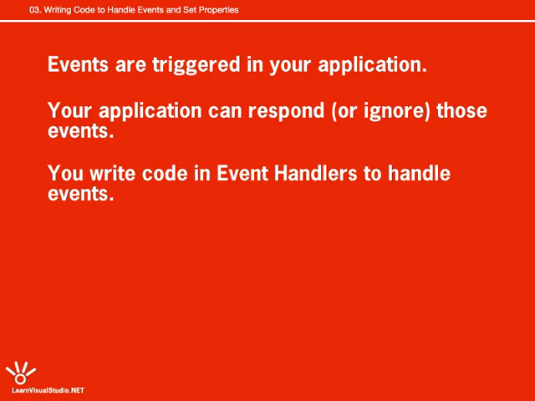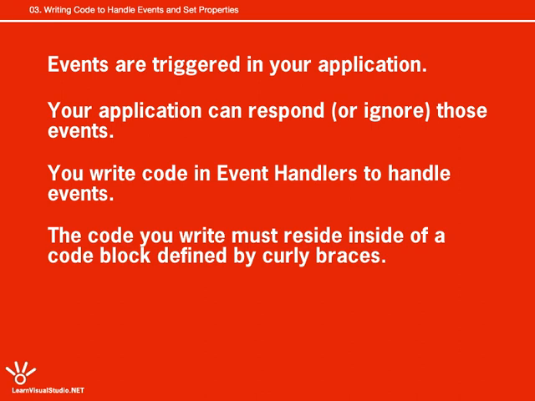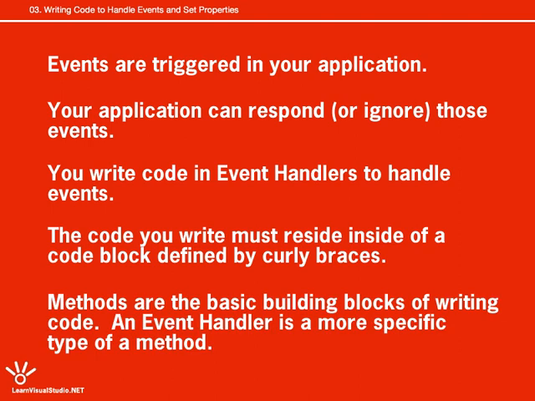A code block is defined by curly braces, and each code block is given a distinct name. In this case, the name is button1 underscore. Now before we move on, I want to introduce a new term. We've called this block of code an event handler, but an event handler is a type of a more general structure called a method. And we'll be writing and calling, or rather triggering, our own methods in Lesson 6. 95% of the code that we write will appear inside of a method. So it's an important building block, and I wanted you to start hearing that term now.